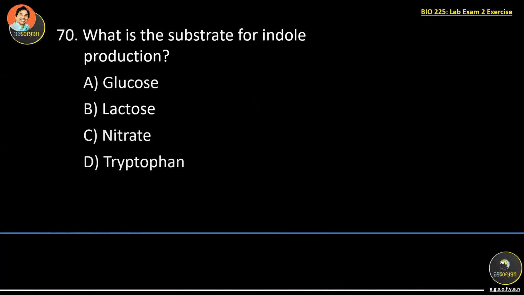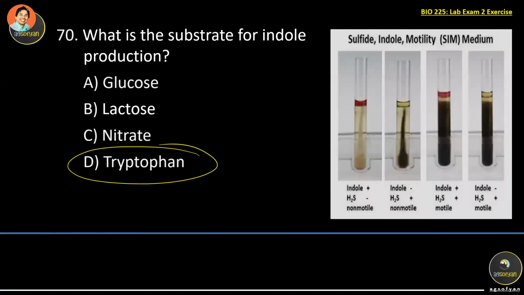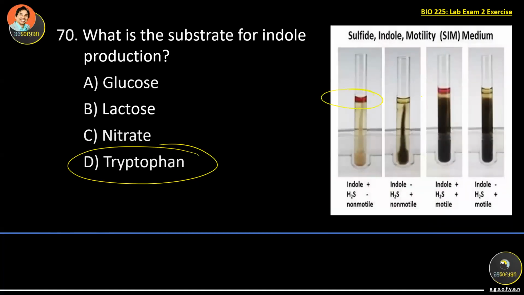What is the substrate for indole production? Now, what is the substrate in that media that will make the ring, okay, the pink ring of indole? It is actually an amino acid called tryptophan. So tryptophan is the one that will make this indole after adding Kovac reagent.